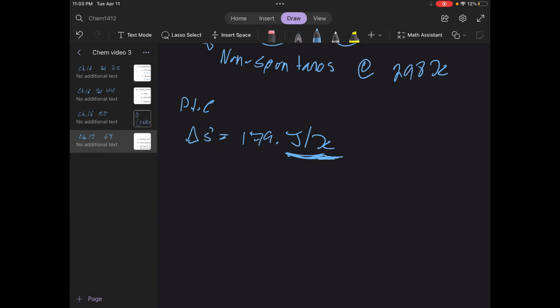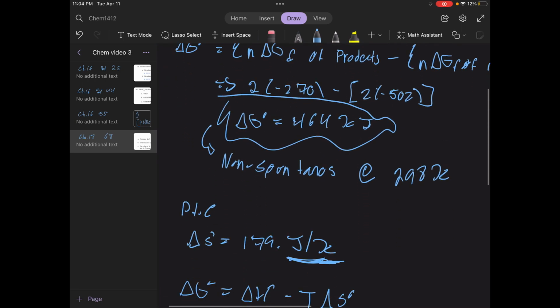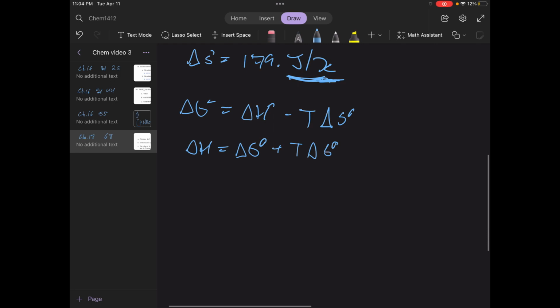We know in this equation our delta G naught is equal to delta H naught minus temperature times S naught. It's asking for standard conditions, so our temperature will be 298 Kelvin. So we manipulate this equation, so we know that delta H is going to be equal to delta G plus the temperature times delta S naught. And we use the G value we got in part A, so we use 464 kilojoules.